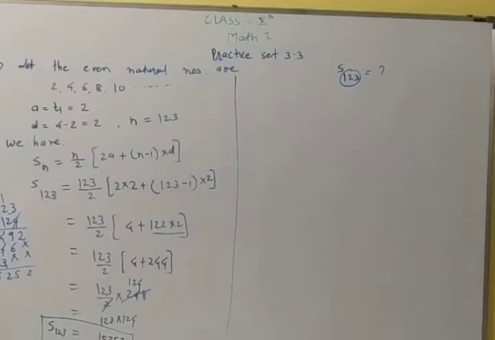Problem number 6. The sum of the first 55 terms in an AP is 3300. Find its 28th term. Given that S55 equals 3300, find T28 by using the formula for the sum of n terms.